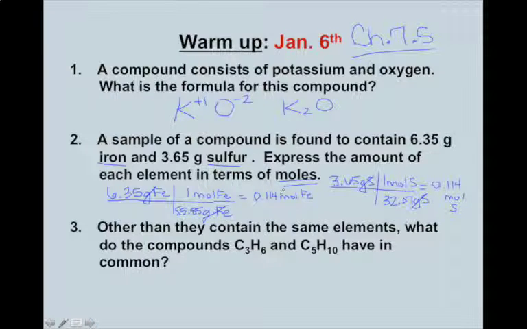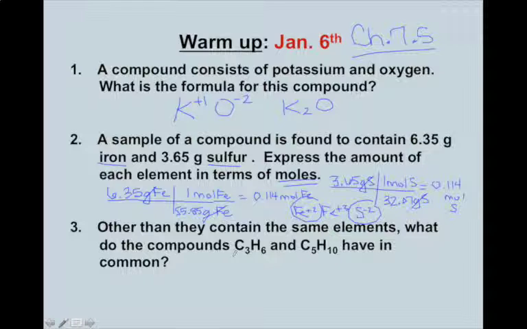So this compound has the same amount of moles of sulfur and iron. This will help us because iron could have been iron 2 or it could have been iron 3. Sulfur's always -2. Notice the mole ratio is the same. That would indicate it's going to be FeS, one of each. We'll get to that in just a minute.